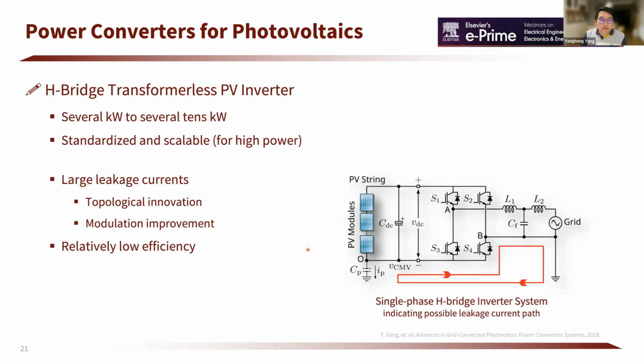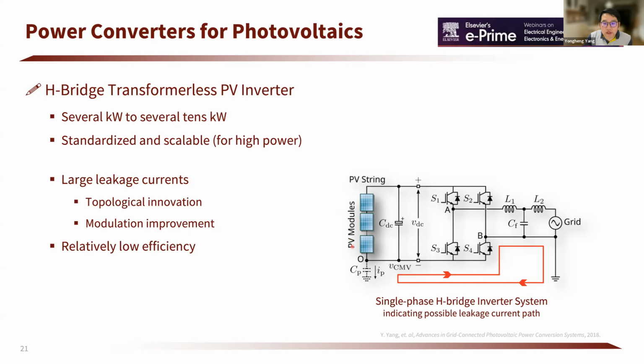And then for string converters, the first one, of course, we can use the full bridge or H-bridge PV inverter technology as shown here. Here it is also called a transformerless PV inverter, because we are not using a transformer in this connection. But such systems have some drawbacks when you remove the transformer. For example, you will see leakage current in the systems, then you have to address this issue through topology innovations, or you modify the modulation strategies.